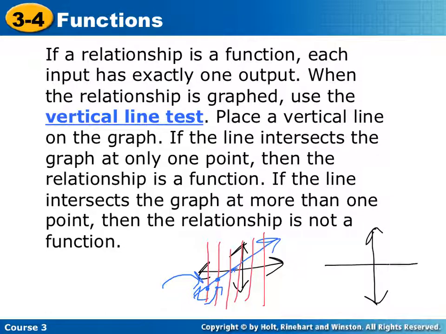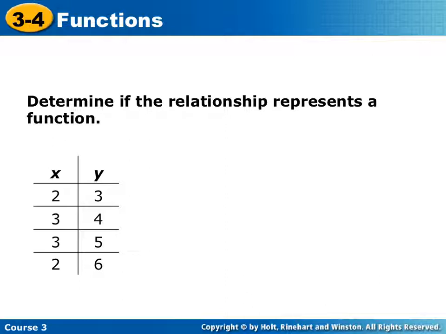An example of a not function when you use the vertical line test is something like this. Notice how if I use my vertical line test, which is my red lines, I put my red line straight down and it intersects my graph line in 2 spots. If it hits it in more than one spot, it is not a function. You don't have to write this down. What we're going to be talking about is what happens if it's not graphed.